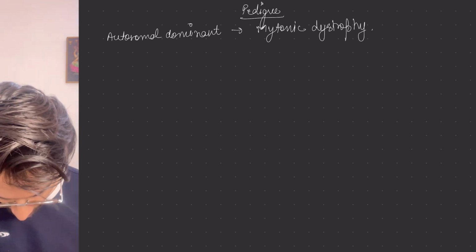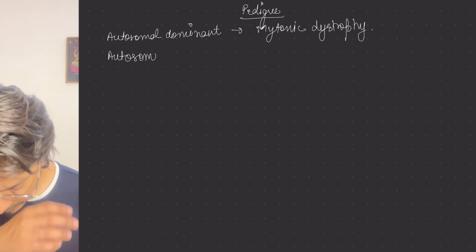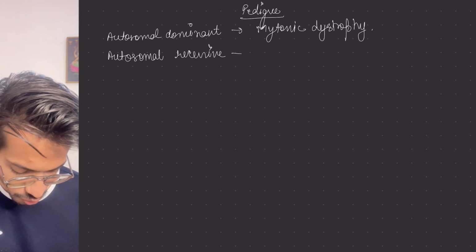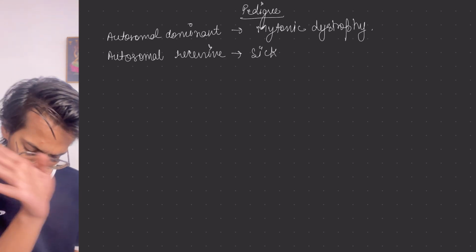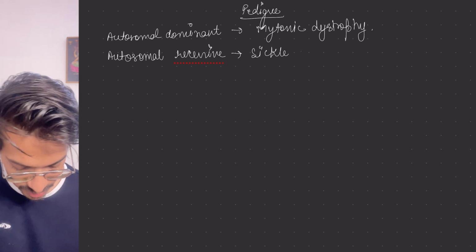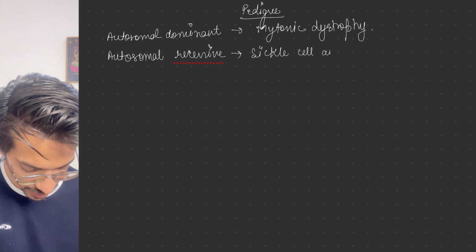Then another example that is given in your book is a pedigree diagram that is autosomal recessive. They have written it for sickle cell anemia, but it will go with all of them. Whosoever the disease is, sickle cell anemia, sickle cell anemia.